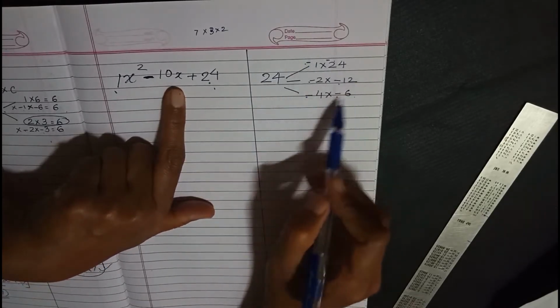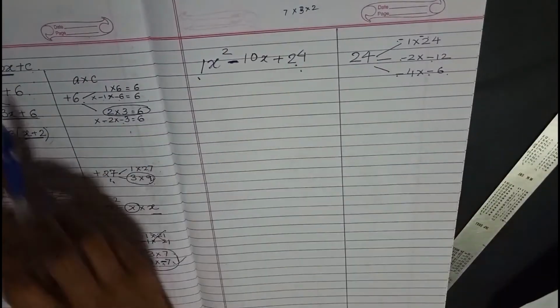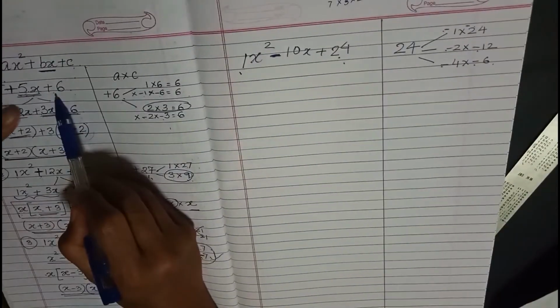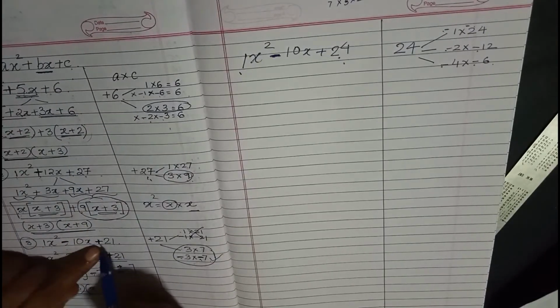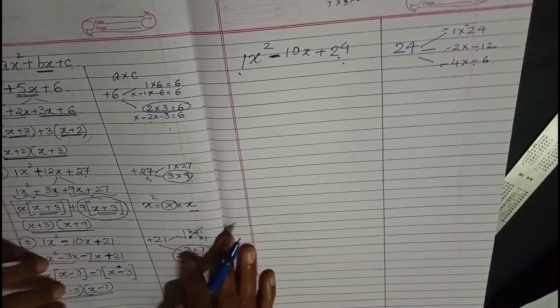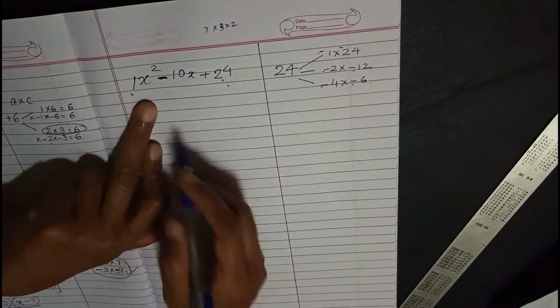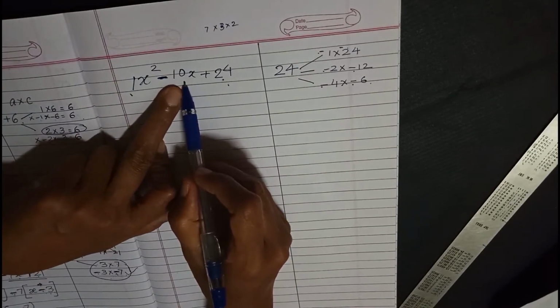So here we will be selecting only negative. So what is the criteria we should remember? When the product is positive and the addition is also positive, select positive numbers, okay? When the product is positive but the middle number is negative, you should select both negative numbers, right? Okay, so now which two numbers addition is going to give you 10? We have to select that.